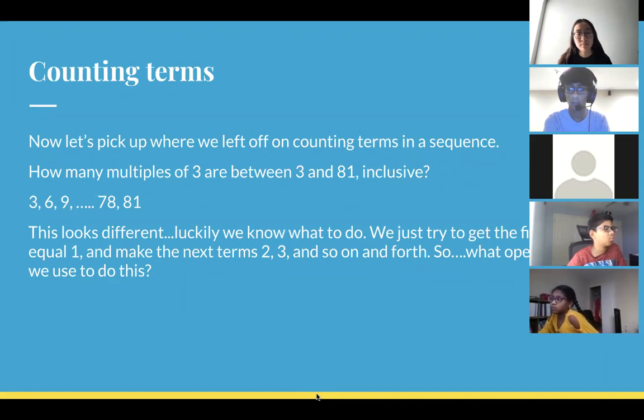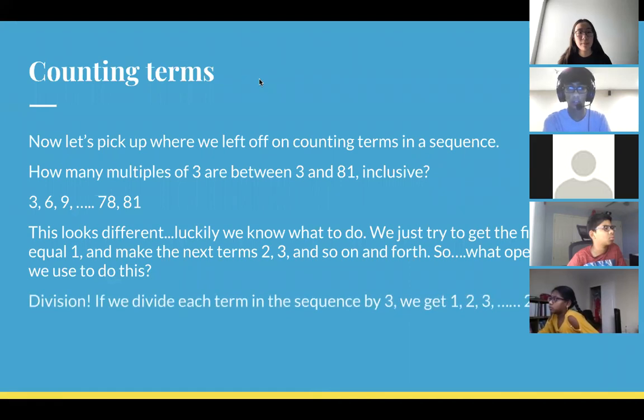Oh, dividing each number by 3. Now that's a good idea. So if you divide each number by 3, you're going to get 1, 2, 3, 4, all the way until 27. And now this just turns it into something that we've already seen before. The answer here is going to be 27. So think about clever ways to do operations like this to make the questions much easier. I think this is called a one-to-one correspondence, but you don't need to know that.